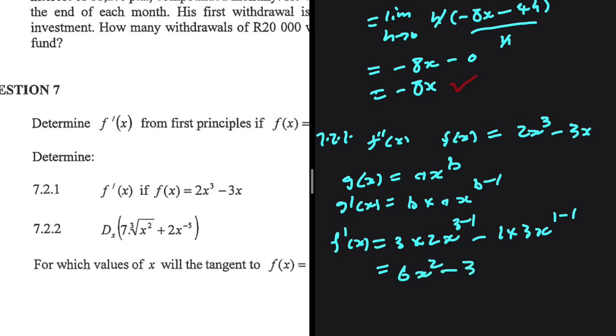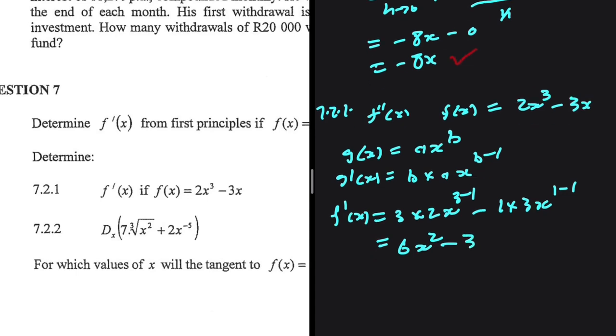X to the power 1 minus 1 is x to the power 0. Any number to the power 0 is 1. So our answer here is 6x squared minus 3. Let's see, does it make sense? 6x squared minus... Yeah, I think it checks out.